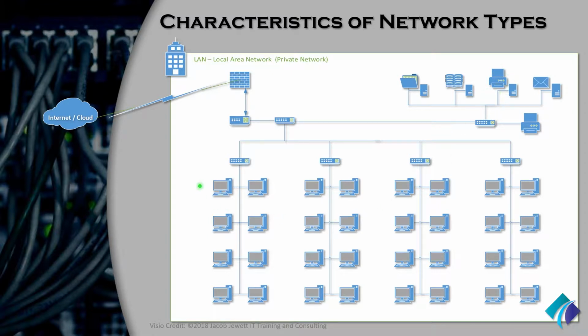Instead of every user on the network having a printer connected to their workstation, if this was one floor or one office area, you would typically have one printer assigned there, and all these computers would print to that one printer. That would be handled by a print server. So in my example, I have the print server here.